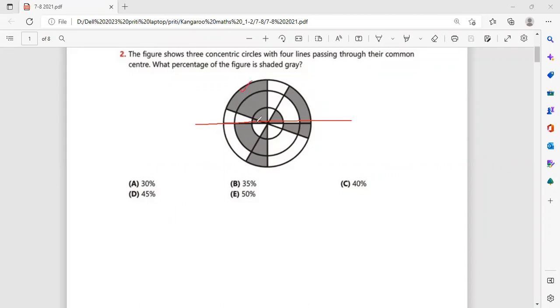So this part is shaded and these 2 parts are missing. So suppose I take these and put it here, and I take this part and put it here, and I take this part and put it here. So I get half of the figure as shaded, or 50% of the figure is shaded. So my answer is option number E, which is 50%.